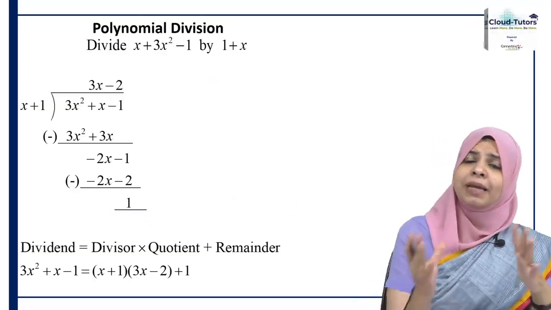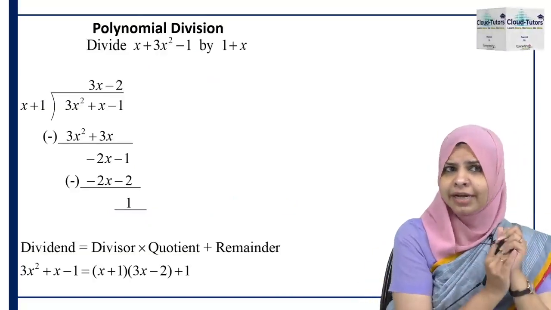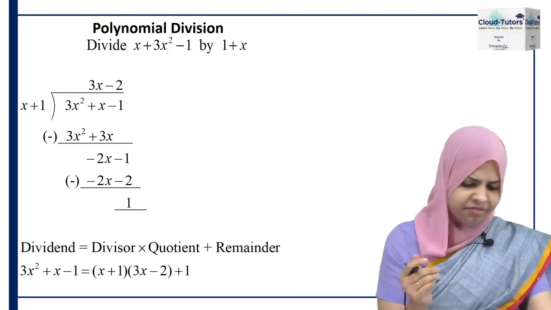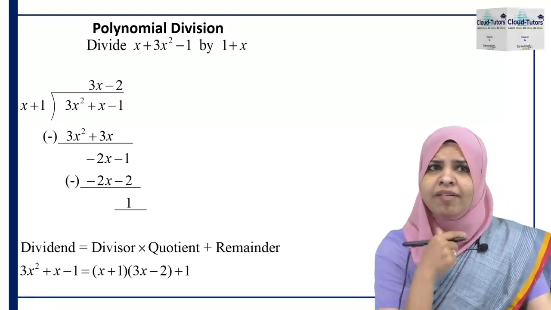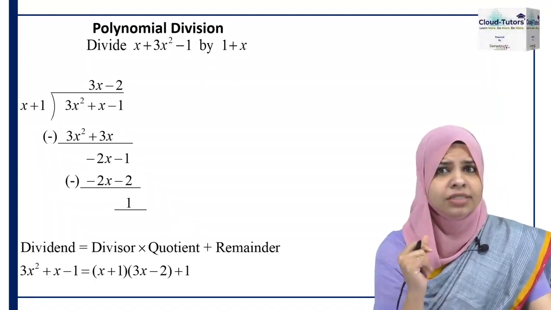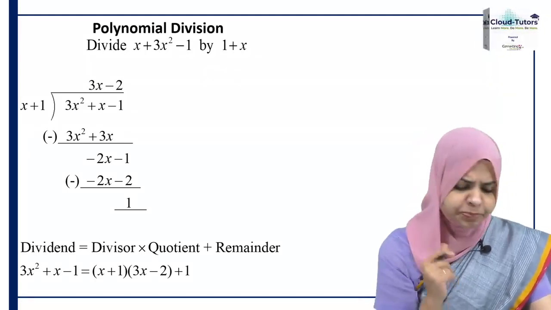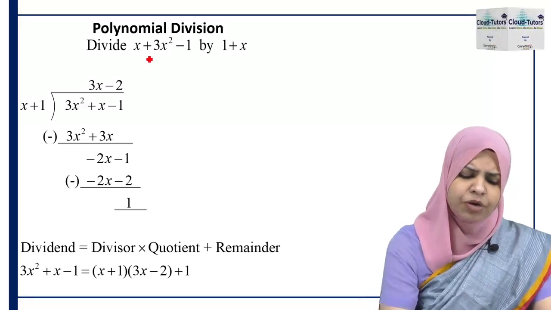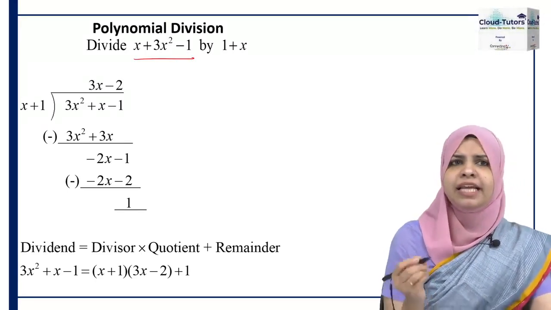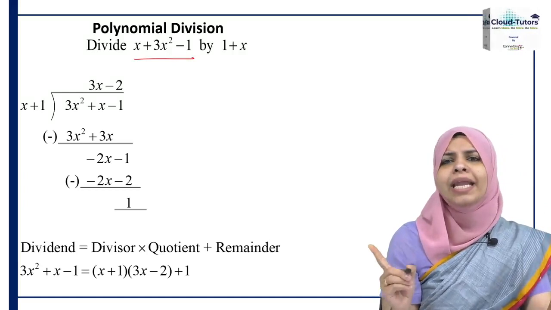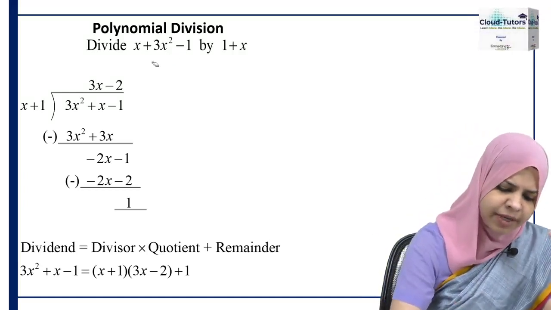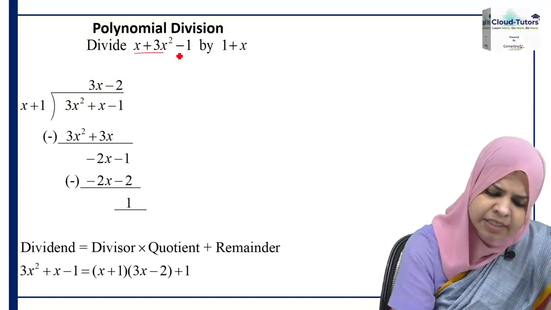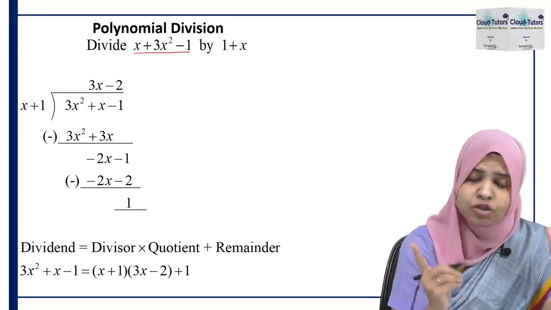Now let's take it one step further ahead. Here I have already divided, right? But if I have to tell you how I have done this, how do we go about this? Let's see how to go about this. See here, I want to divide x plus 3x square minus 1 by 1 plus x. I have to divide this. So what am I doing here? This is the expression, or should I say polynomial.